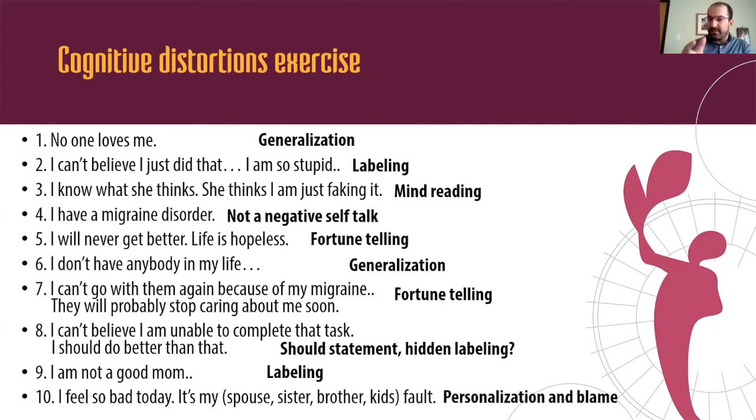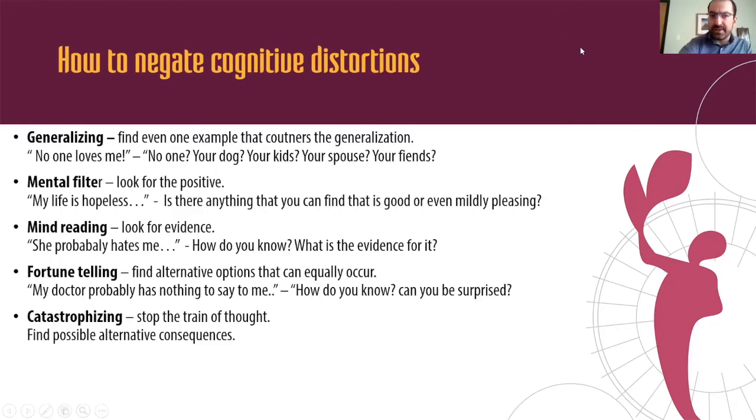So this is just a little exercise to get you to start thinking about how people can have these thoughts in their minds, and maybe see if you might have any of those yourself. But now that we looked at cognitive distortions, the question is, okay, let's assume that I know that I have a cognitive distortion, but what can I do about it? So how do we overcome or negate some of these cognitive distortions?